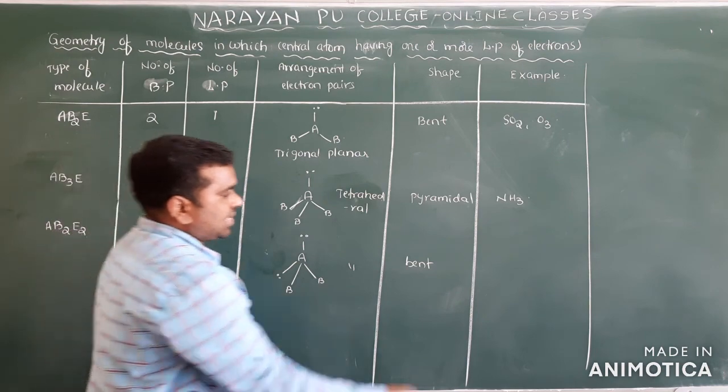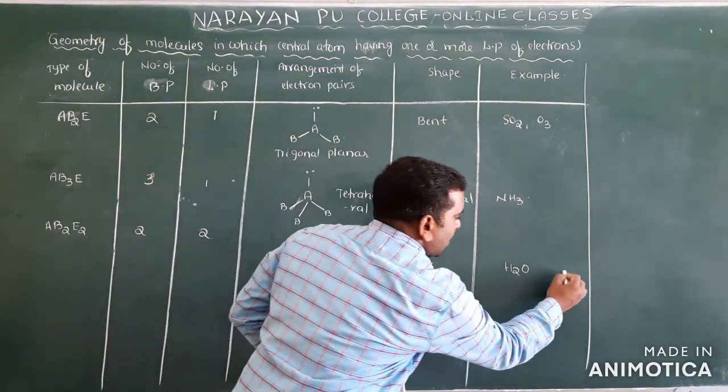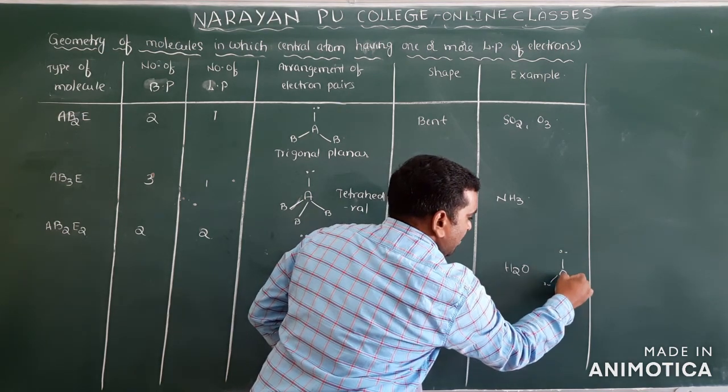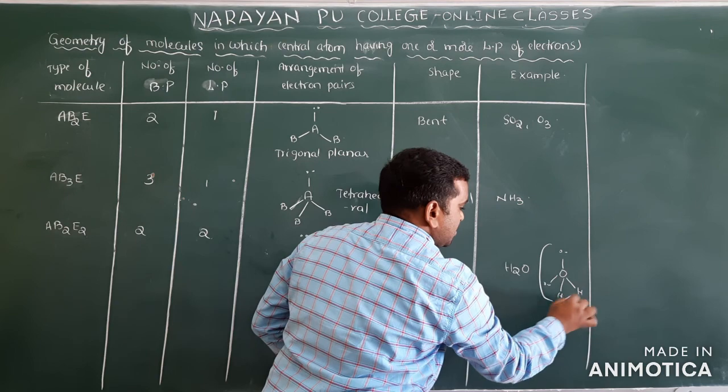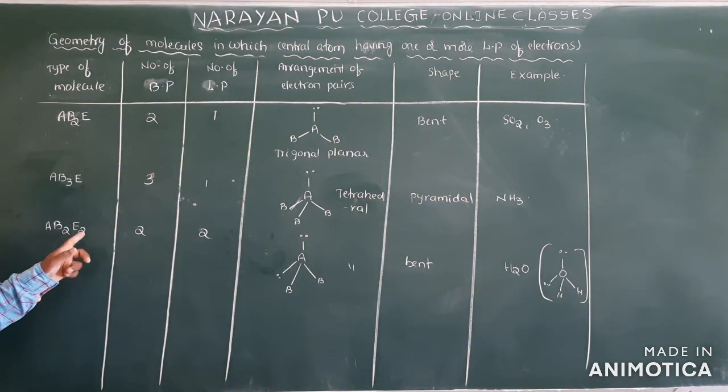The best example for this one is water. Clear? So the water molecule you already know. If you write here the lone pairs and here H and H, which shape is this? Bent shape or V shape. Clear? So this is AB2E2. Clear?